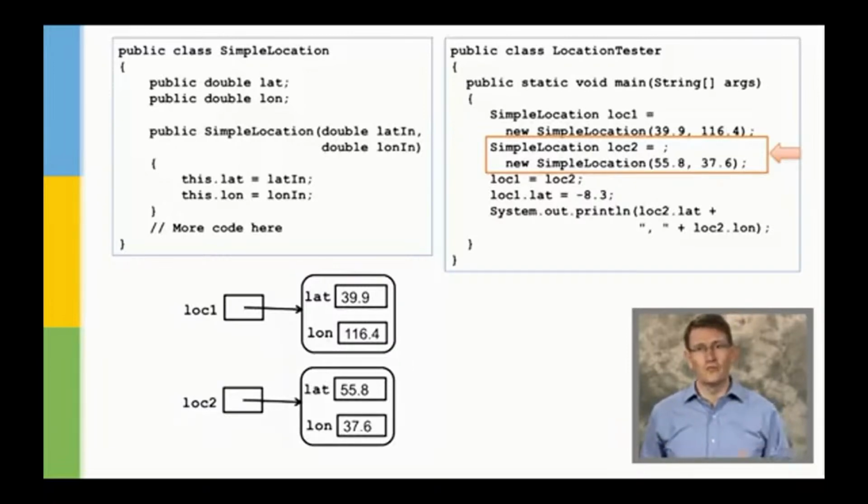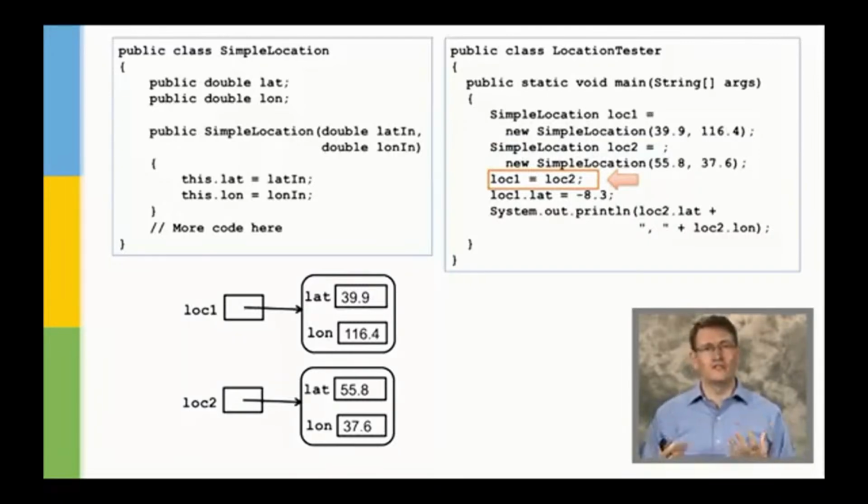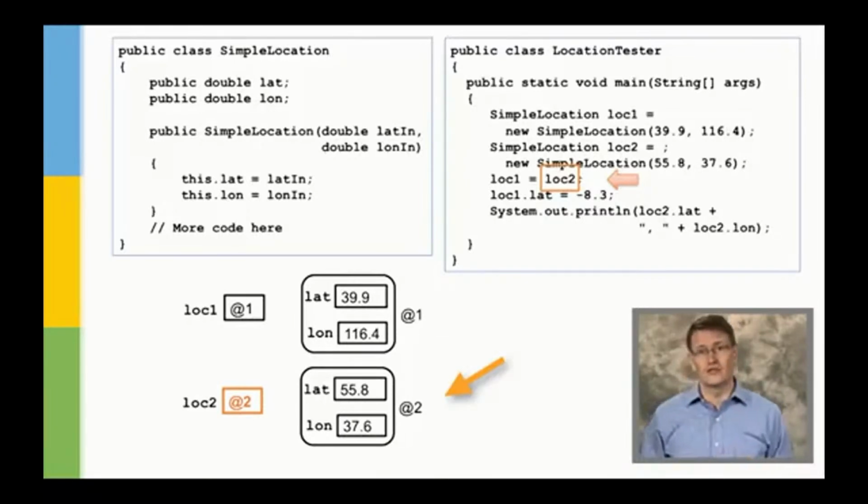The key part of this problem is what happens in this next statement. What happens when you assign loc1 to be equal to loc2? To understand that, we have to think about what those references really mean. Loc2 points to this object, and what that really means is that loc2 has a numeric value, which is an address for that object on the heap. So you can think of loc1, we're throwing in arbitrary addresses here, as having address 1, pointing to that object on the heap. Loc2 has address 2, and it's pointing to that object on the heap.